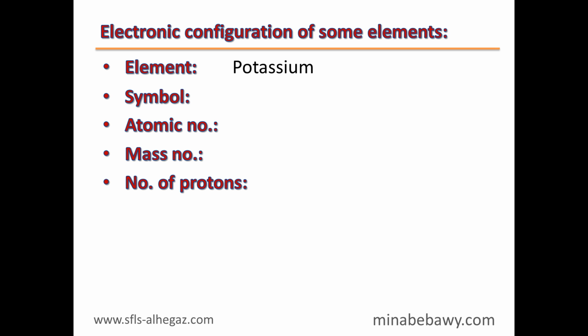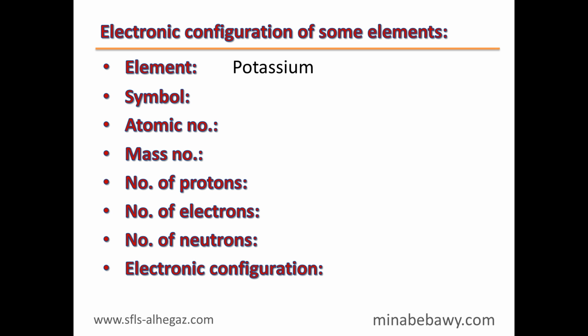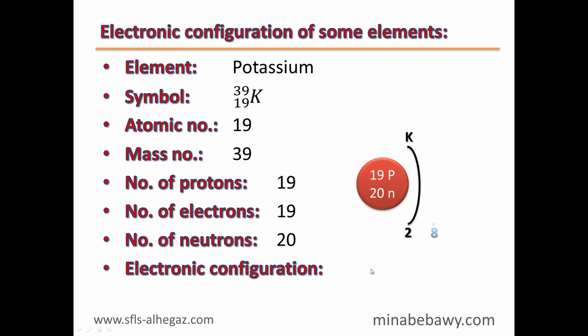The next element is potassium. Its symbol is taken from its Latin name, which is kalium, so its symbol is K. Atomic number equals 19. Mass number equals 39. Number of protons equals 19. Number of electrons equals 19. Number of neutrons equals 39 minus 19 equals 20. Electronic configuration for potassium: its nucleus contains 19 protons and 20 neutrons, and its atom contains 19 electrons which are distributed in 4 energy levels.